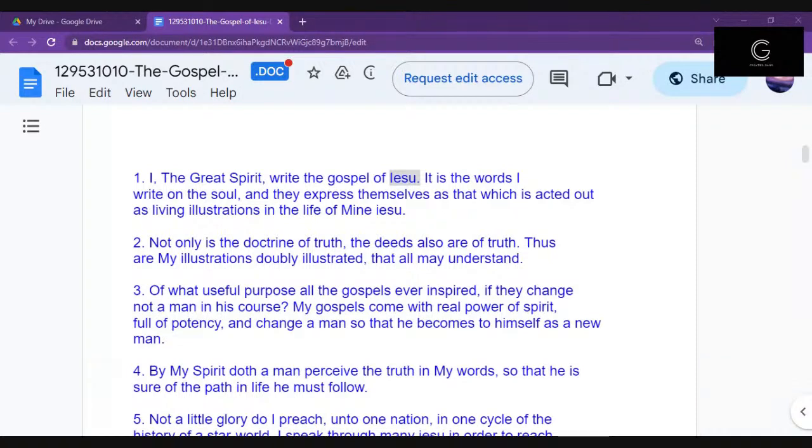Of what useful purpose all the gospels ever inspired if they change not a man in his course? My gospels come with real power of spirit, full of potency, and change a man so that he becomes to himself as a new man. This is facts. If you ever picked up the Law of One, you're different. If you ever read Oahspe, you're different.